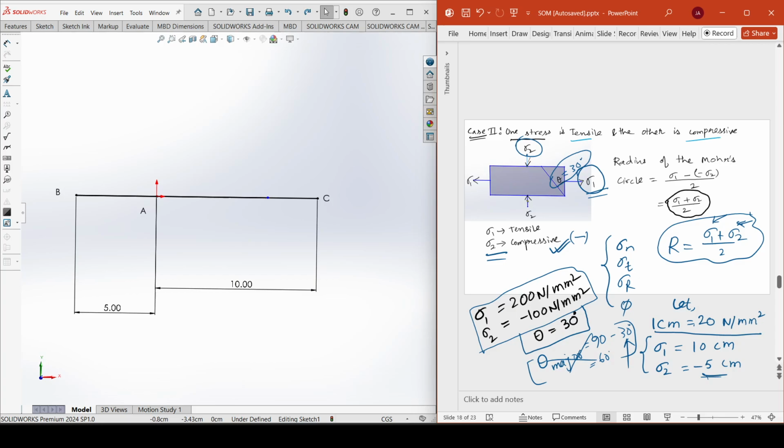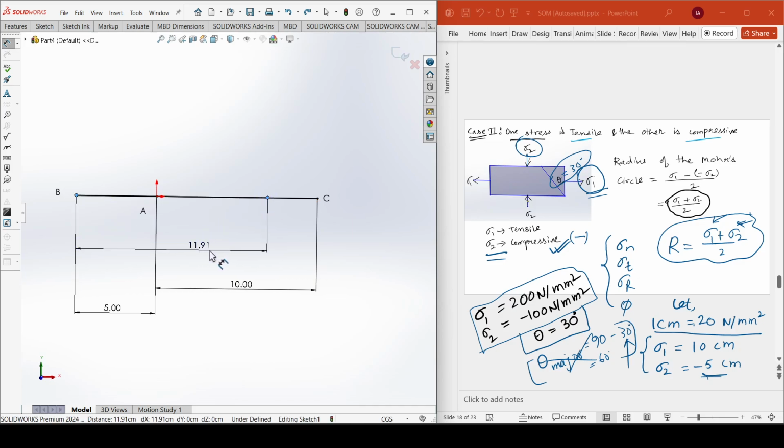Now what am I required to do? I am required to find the radius of the circle. The circle radius is simply sigma 1 plus sigma 2 over 2. Sigma 1 is 10, and sigma 2 is negative 5, so you just take the values in magnitude. Sigma 1 plus sigma 2 is 15 over 2, that is 7.5. So I need the distance from here to somewhere here, which will be 7.5. Let's calculate that. You will take your scale here, measure a 7.5 distance, and mark it. I am just marking it.